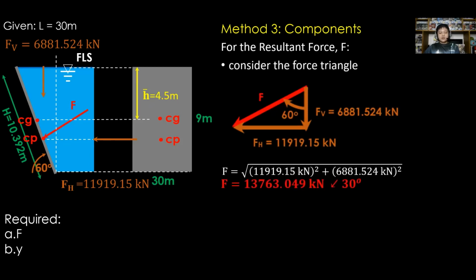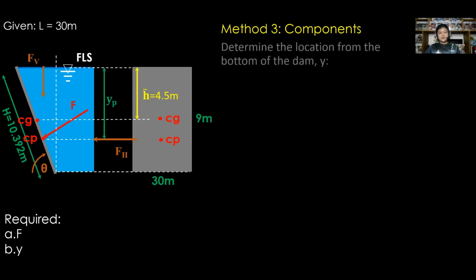Therefore, F is equal to 13,763.049 kilonewtons. Again, this is perpendicular to the submerged surface of the dam. And for the location above the bottom of the dam, y is equal to 4.5 meters minus e.